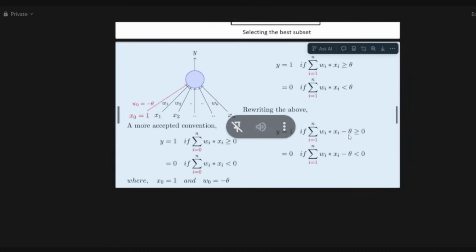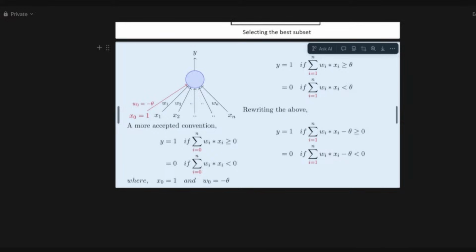And let's say you have a particular threshold, then you have to check whether or not it crosses that threshold. If it crosses that threshold, that particular neuron will fire and you can activate this output.